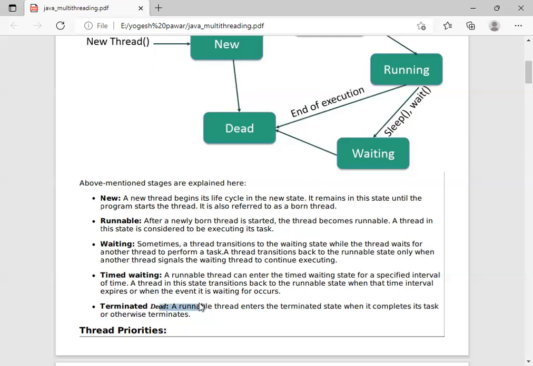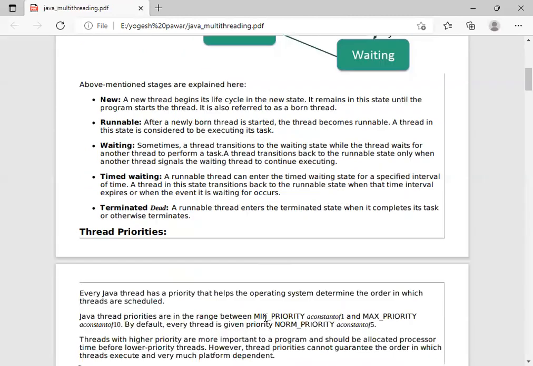Okay, and at the last, the terminated or the dead state. A runnable thread enters the terminated state when it completes its task or otherwise it is terminated.